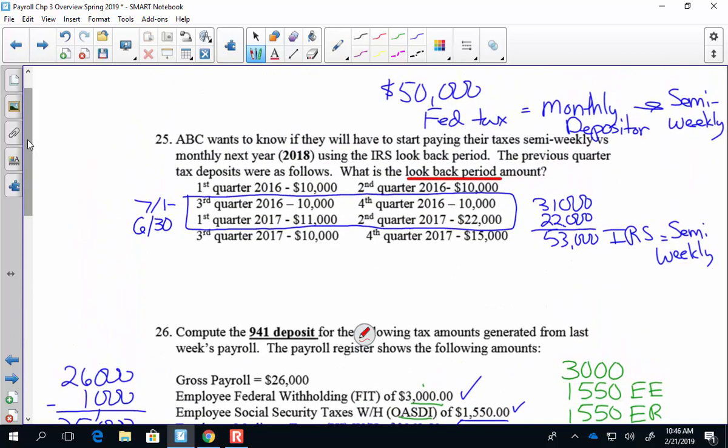And problem 5 is that look back period. How does this 50,000 work? Again, it's the federal deposits that we're concerned about. It's the 941 deposits, right? So if that amount is greater than 50,000 in a look back period, and I have that underlined here, we're looking at 2018. I've got to go back 2 years.